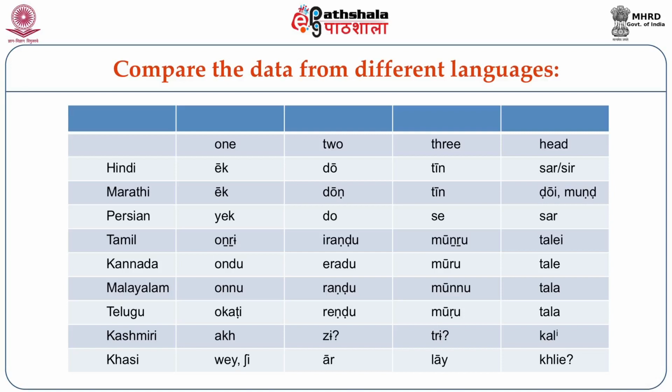Next, we look at the word for ear, kan, in both Hindi and Marathi. Even Kashmiri has kan, so they are very similar, but only again Persian differs. In this case, it has gus, so it is quite different.